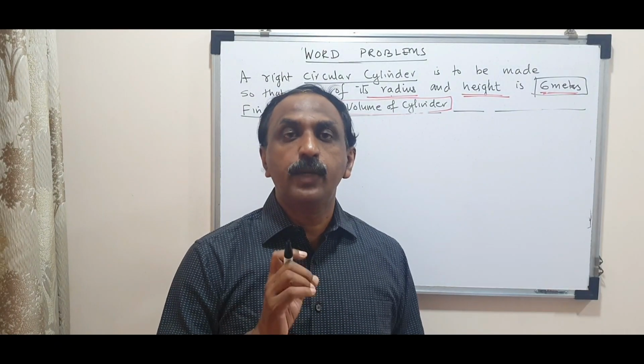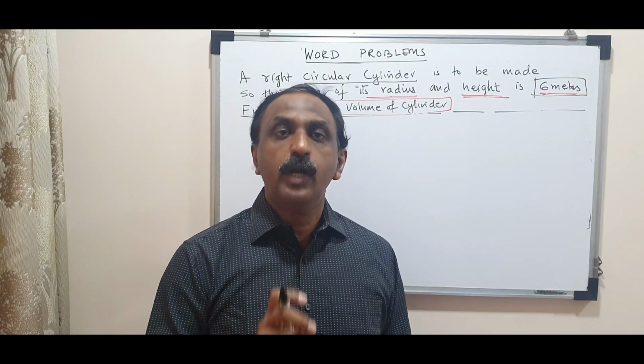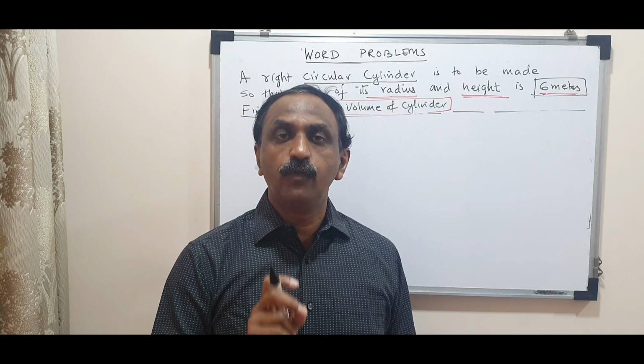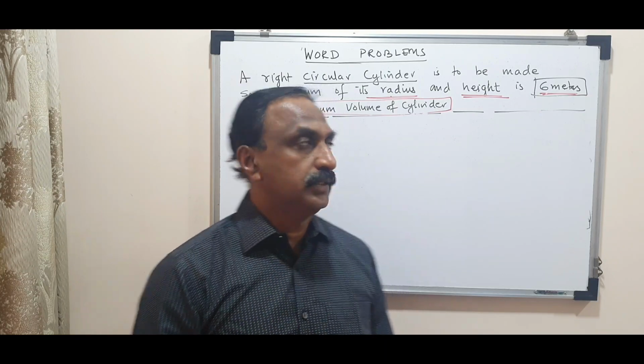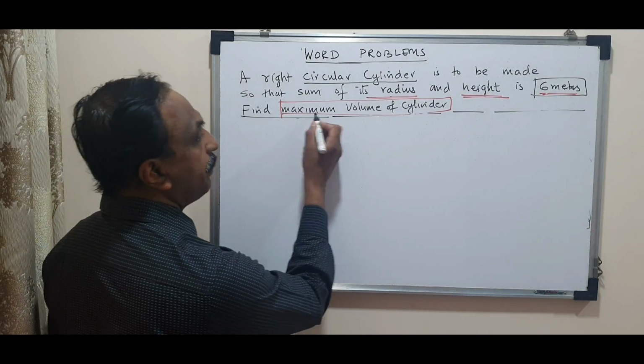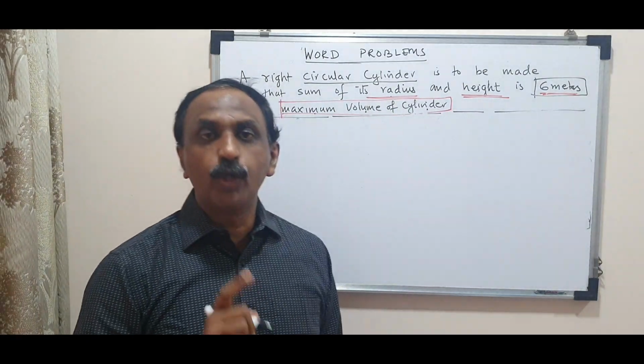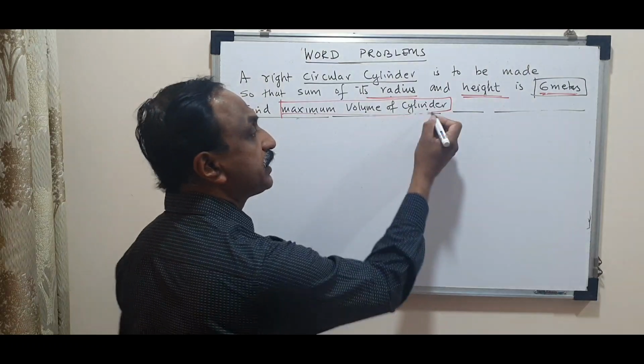We shall discuss the word problems of maxima minima. The word problems of maxima minima will always have a quantity to be maximized or a quantity to be minimized. In this problem, find the maximum volume of the cylinder. So what is to be maximized here? The volume of the cylinder.